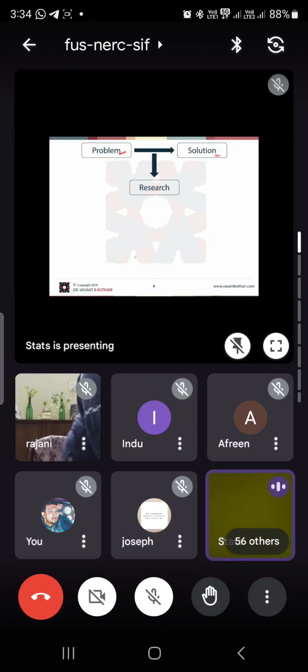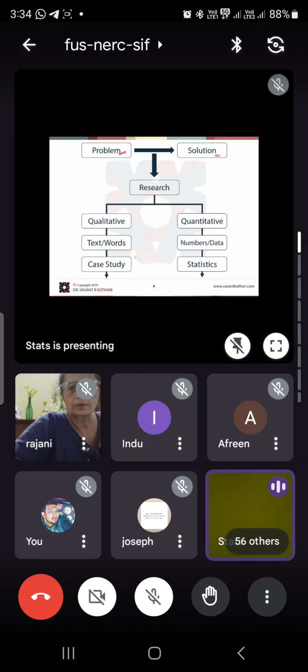So, we do have problems and we need to look for the solution, and this problem-to-solution journey basically involves research. And when we talk about research, there are basically two types of research. One is qualitative research and one is quantitative research.